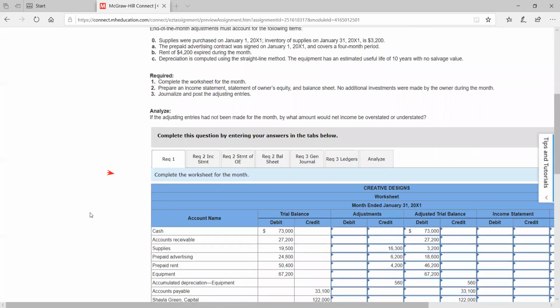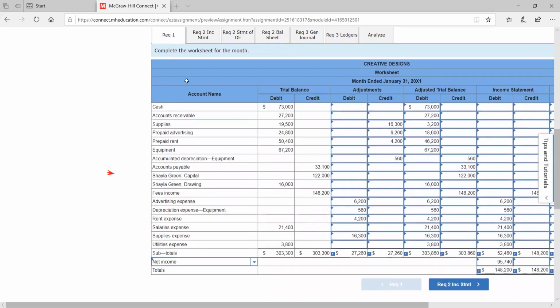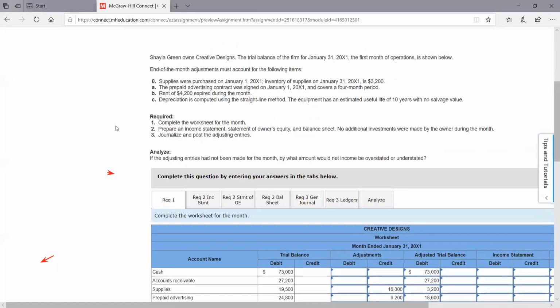So again, let me kind of page down. I'll show you these. I'll just go through the adjustments. Here's your supplies. Notice they would have used 16,300. That's the difference between what they started with and what they ended with. They've got here's your advertising, your prepaid rent, and then your depreciation. Those 3, I believe, let me go back up. For the advertising, let me go over the calculation to make sure you got that.